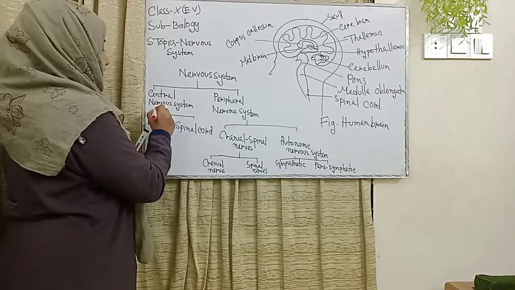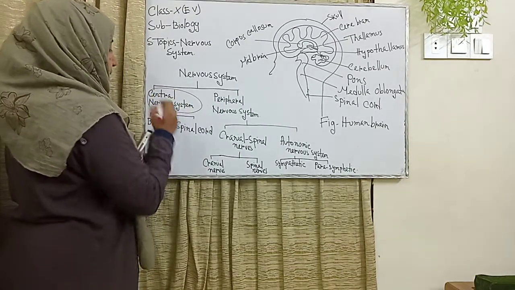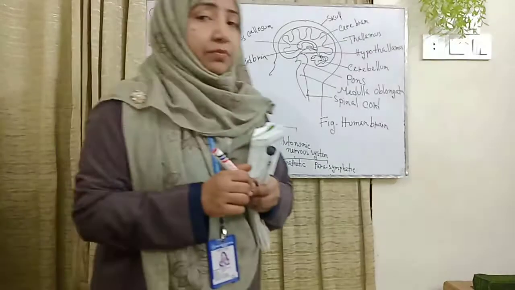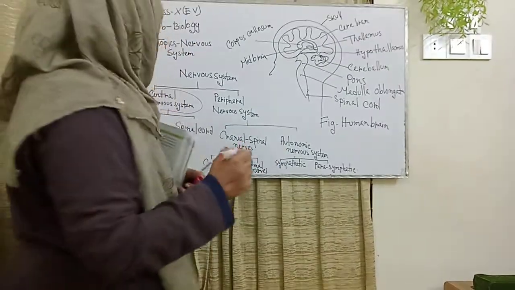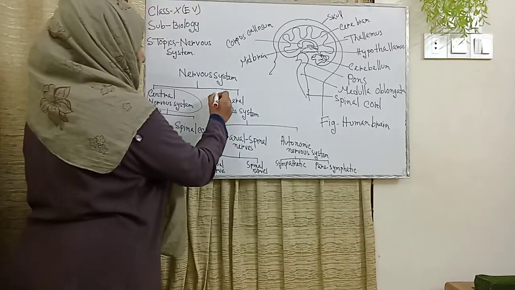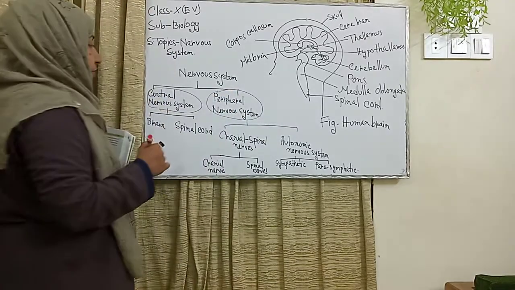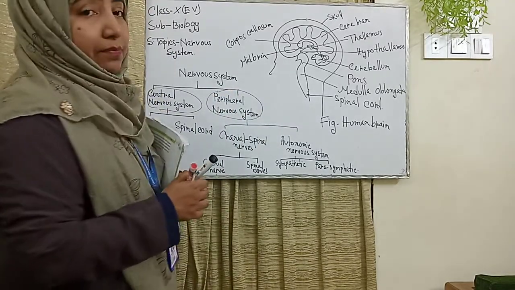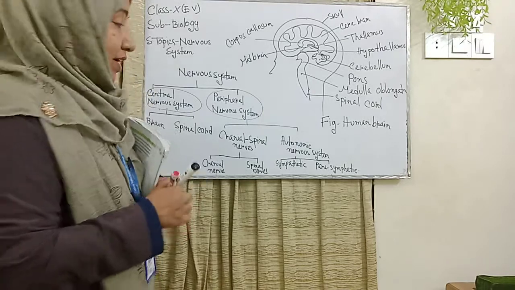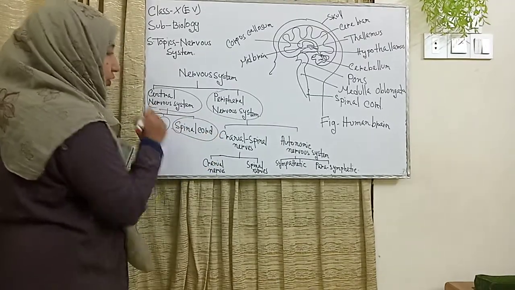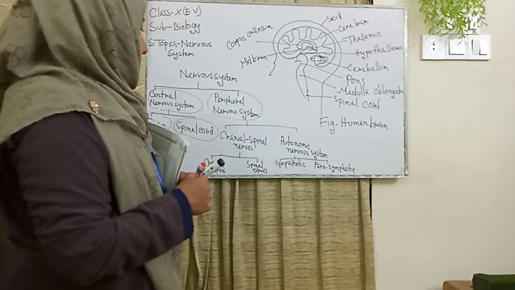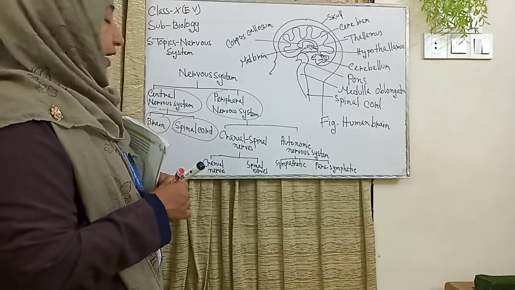The first structure is the central nervous system. Today I will also explain this figure, which is the human brain. Another structure is the peripheral nervous system. The central nervous system has two parts. The first part is the brain and the second part is the spinal cord. And the other structure is the peripheral nervous system.